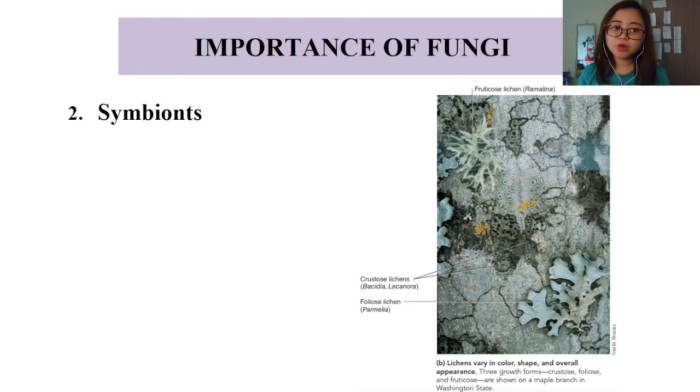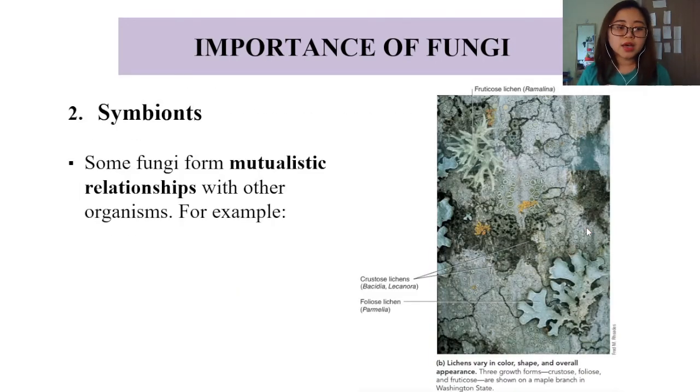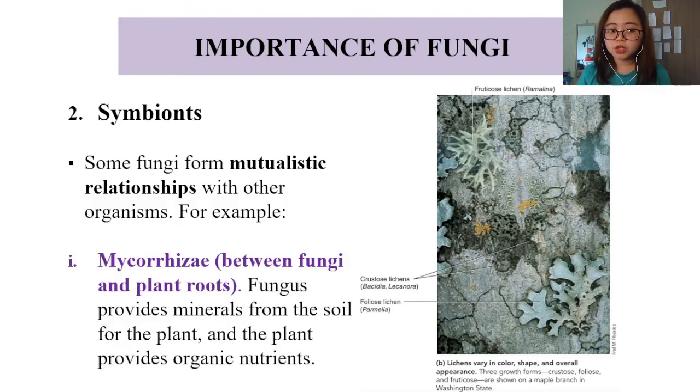Their second importance is as symbionts. Okay, so they akan berinteraksi dengan organisme lain dalam symbiosis. Some fungi will form mutualistic relationships with other organisms. So, for example, they can form mycorrhiza. Apa ni mycorrhiza yang saya cakap daripada tadi? Mycorrhiza is the symbiosis between fungi and plant roots. So, the fungus will live next to or live with the plant's roots.